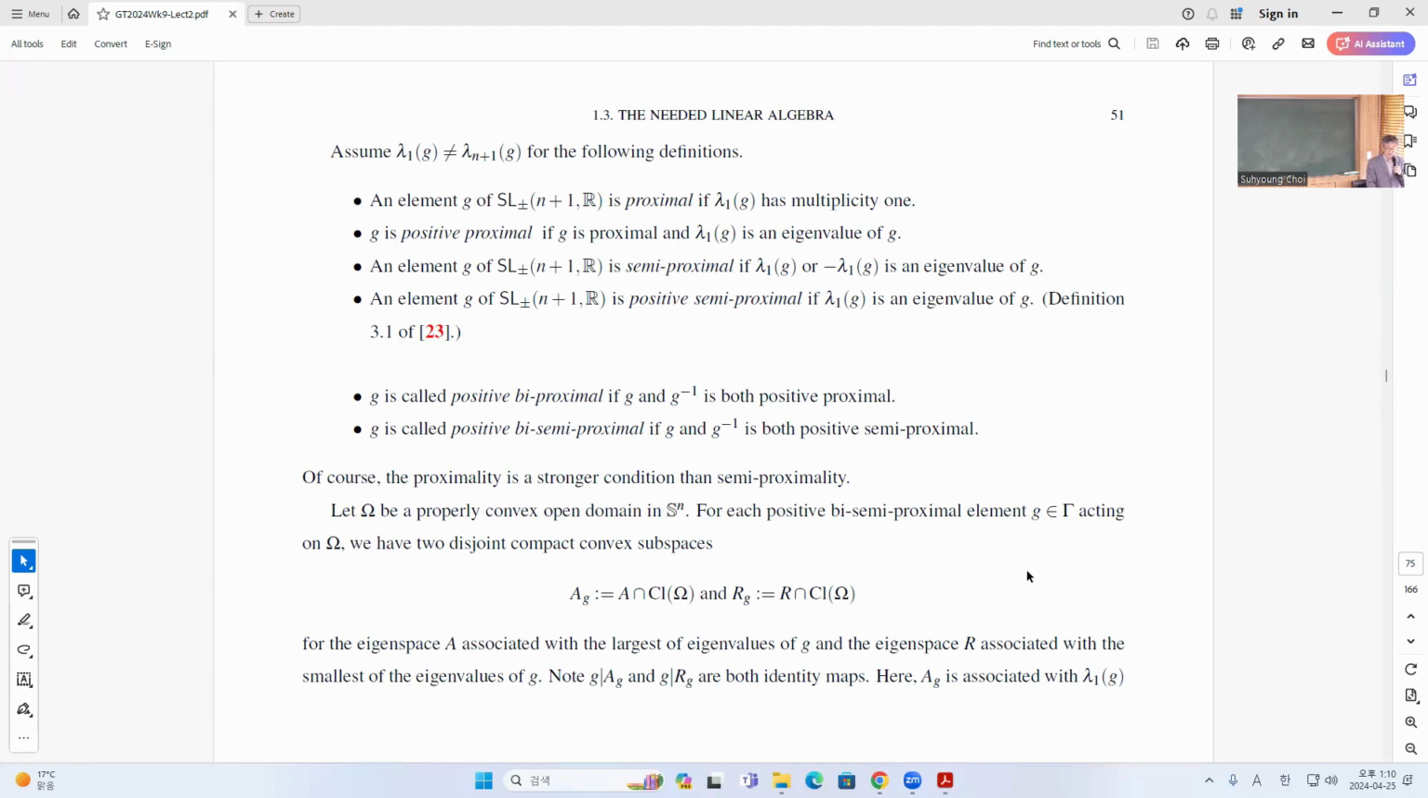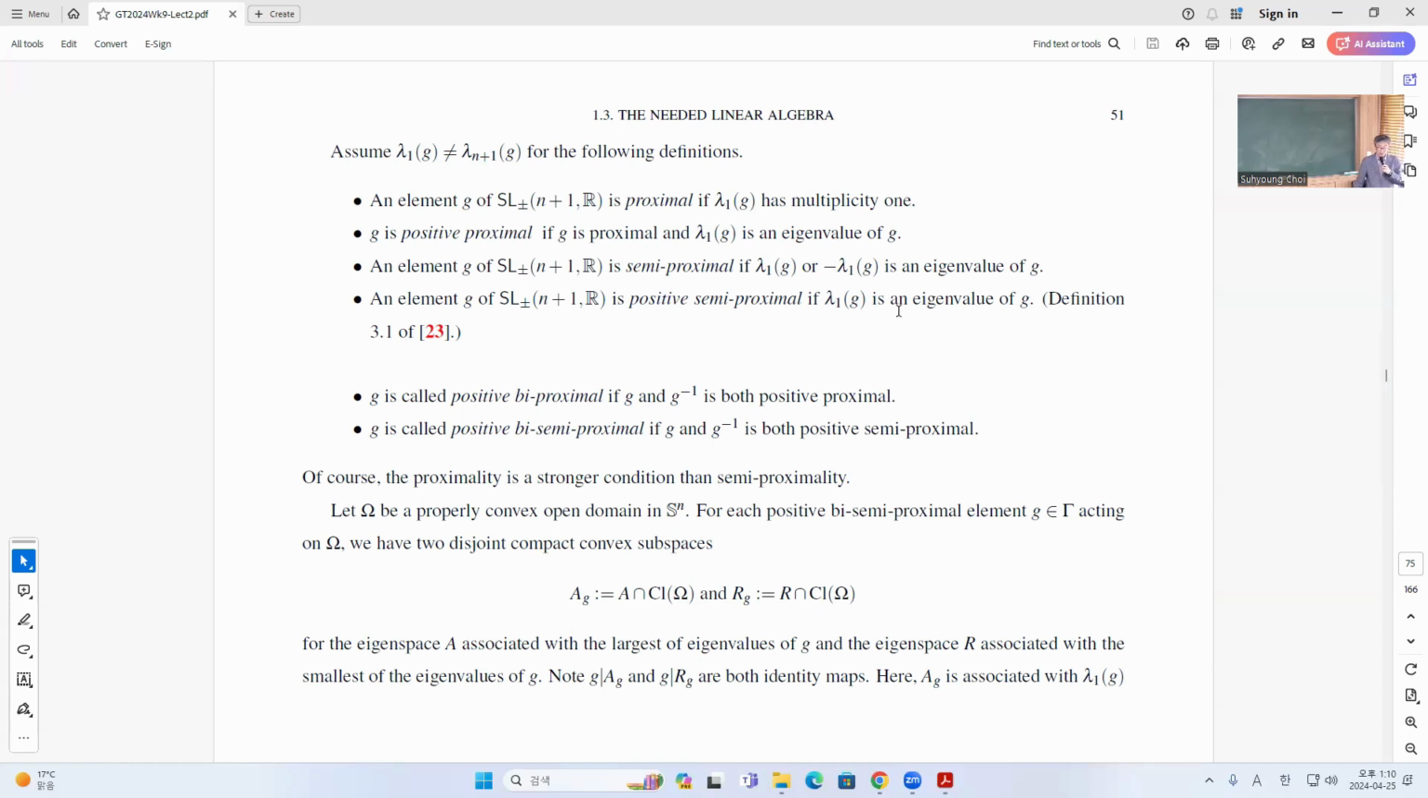Yeah, so I guess one thing I should imagine is a positive semi-proximal, or positive proximal. So in this case minus lambda I, or some complex eigenvalue, cannot be an eigenvalue if this happens, and the same for this case also.